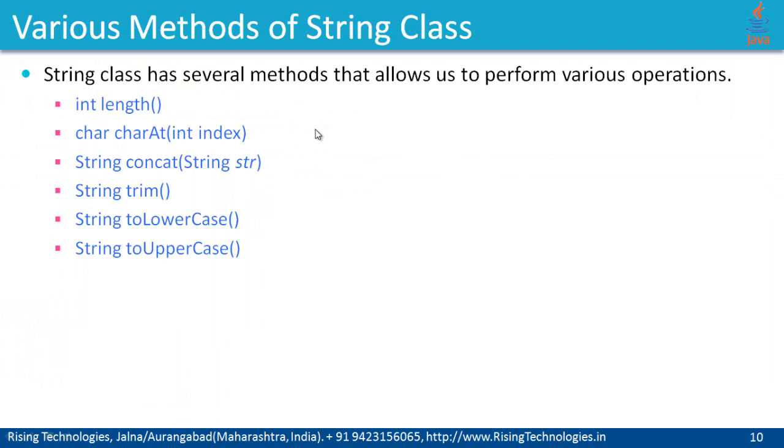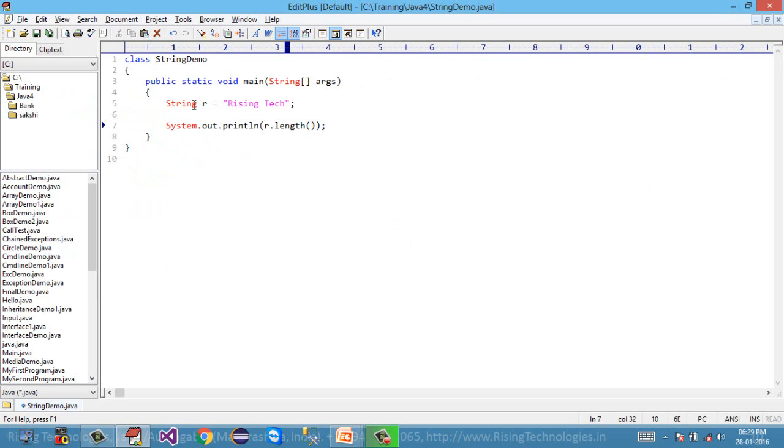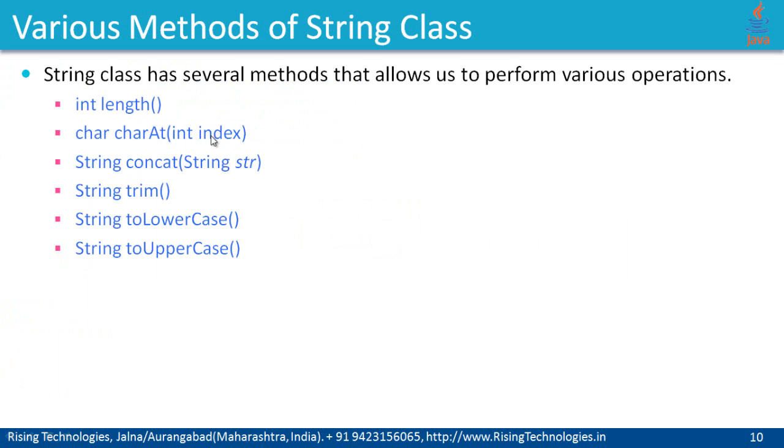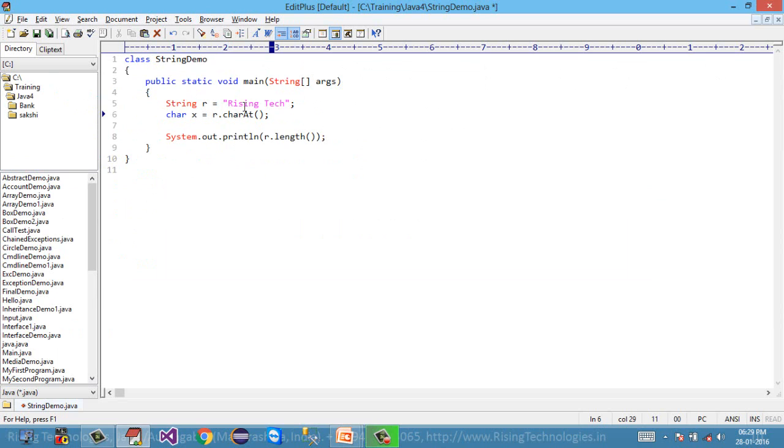Now sometimes we need to extract a character from a string instance itself, so we can make use of the charAt method. And look at the signature. This method takes an integer index as a parameter and returns a character back. So suppose I have this string and I want to extract this s from this string instance, so I'm going to say r.charAt, and this charAt method expects an integer index as a parameter. So the index of this s is 0, 1 and 2. So I'm going to say charAt(2).